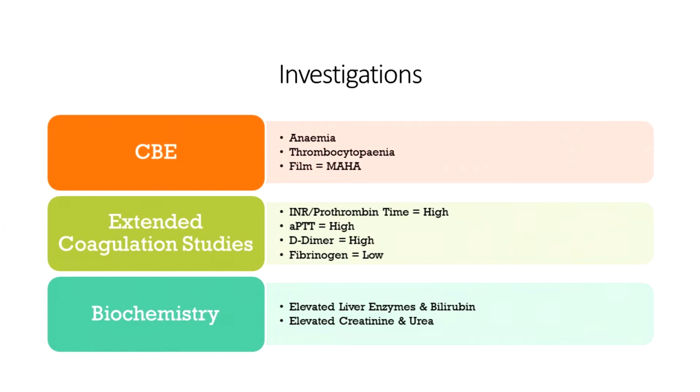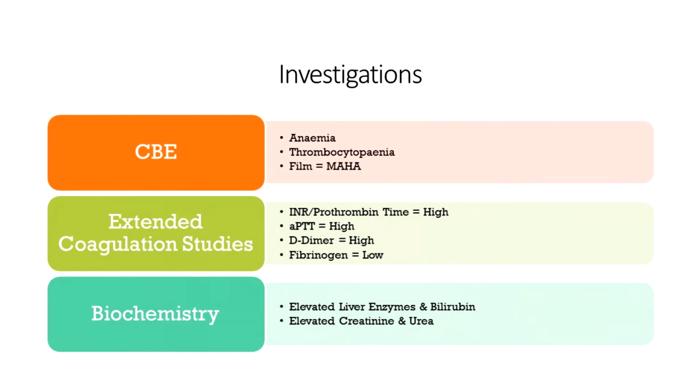So if we're looking at investigations in someone that you have a suspicion either is at risk of DIC or has clinical features that lead you to suspect DIC is occurring, we do a complete blood examination, and we look for anemia, we look for thrombocytopenia, and we specifically ask for a blood film that is looking for features of microangiopathic hemolytic anemia, or MAHA, the outcome of a thrombotic microangiopathic process. We also will order extended coagulation studies.